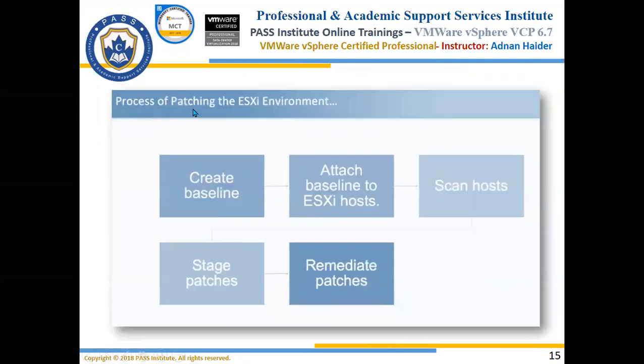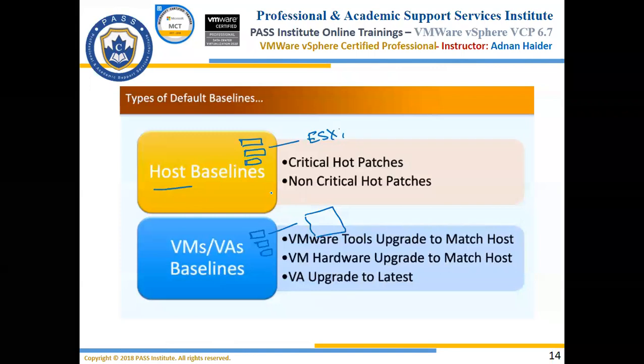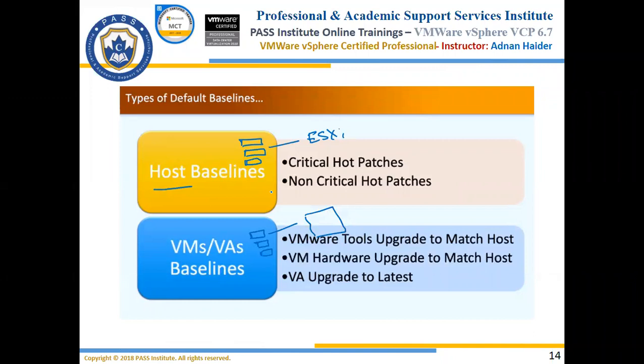So here is the process of patching the environment. First of all, we create a baseline, and it's very simple. How do you patch the environment? First of all, you create a baseline, number 1. Number 2. Can you please go to the back slide, if you don't mind? Yes. And can you briefly explain host baseline and VM baseline again, please?